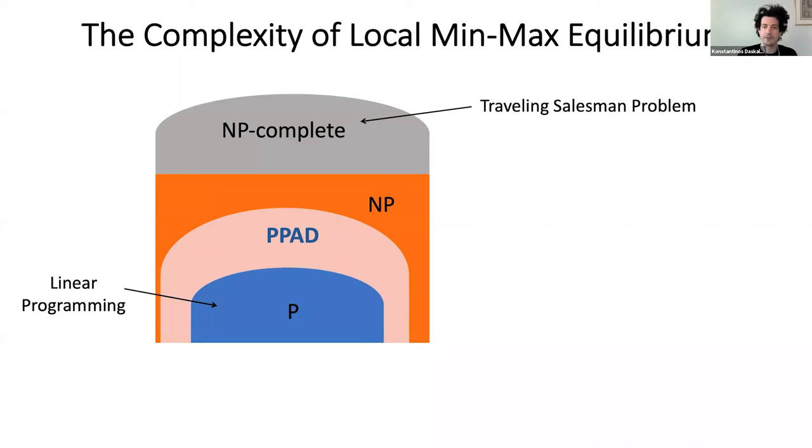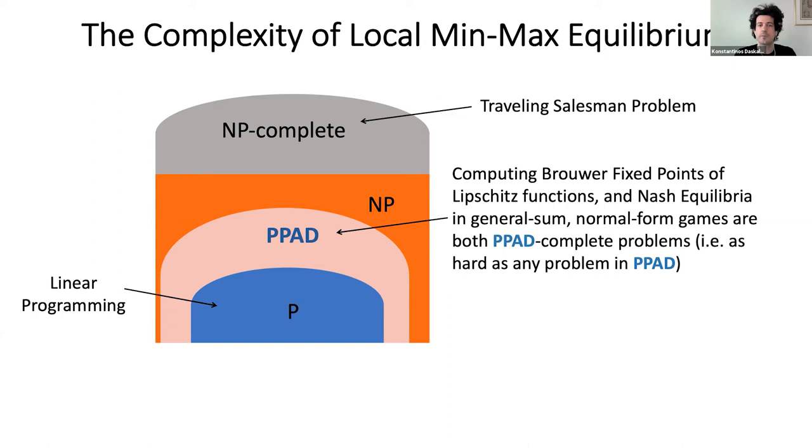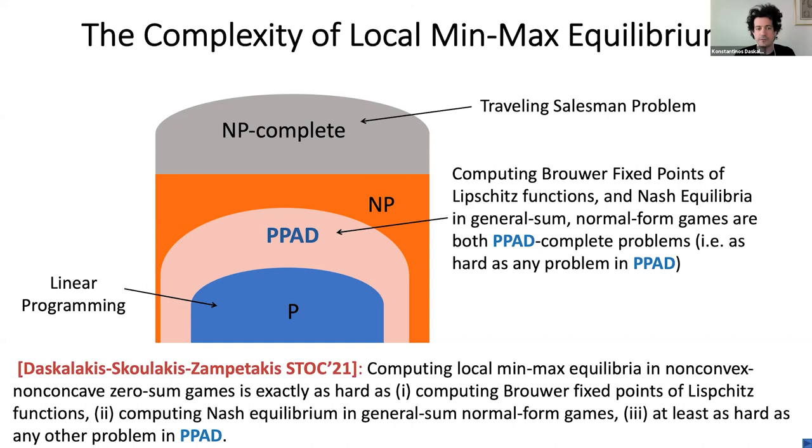And PPAD is a class that's in the middle, and it captures fixed point problems, like finding fixed points of Lipschitz functions, Nash equilibria in general sum normal form games, and several other problems with a topological flavor, such as Sperner's lemma, Sperner's problem, and so on and so forth. So what we show is that finding local min-max equilibria of non-convex, non-concave functions is PPAD complete, which means that it is at least as hard and exactly as hard as these other problems, right?